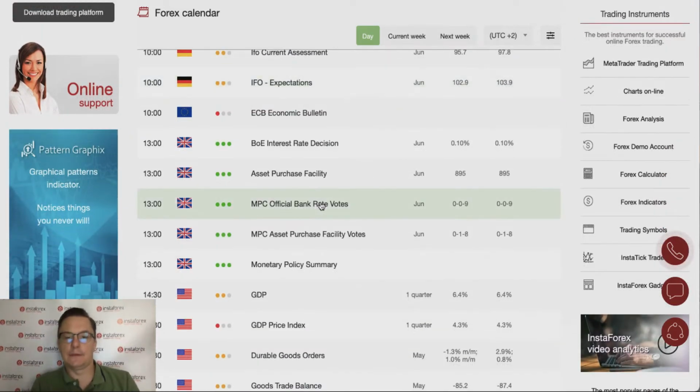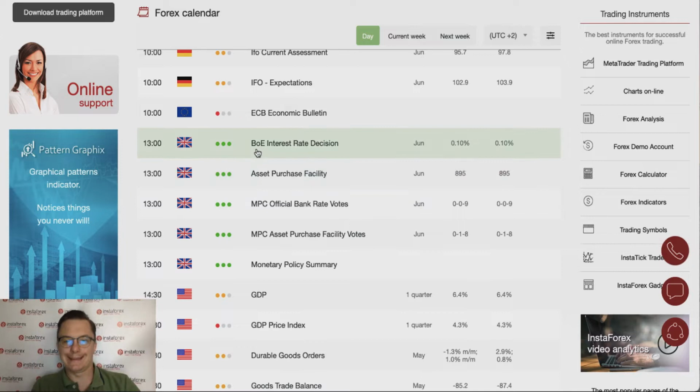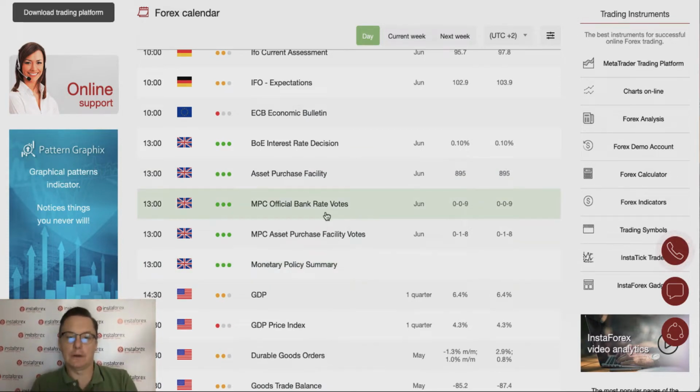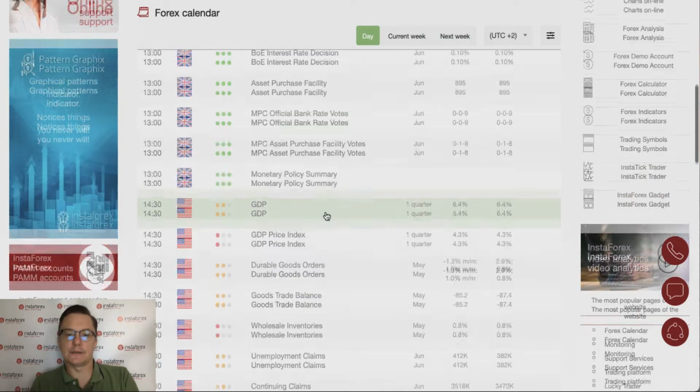And then we have a very important announcement: Bank of England interest rate decision, asset purchase facility, monetary policy summary and official bank rate votes. All of that is scheduled for release at 1 p.m. So we will definitely take a look at the British pound analysis today.